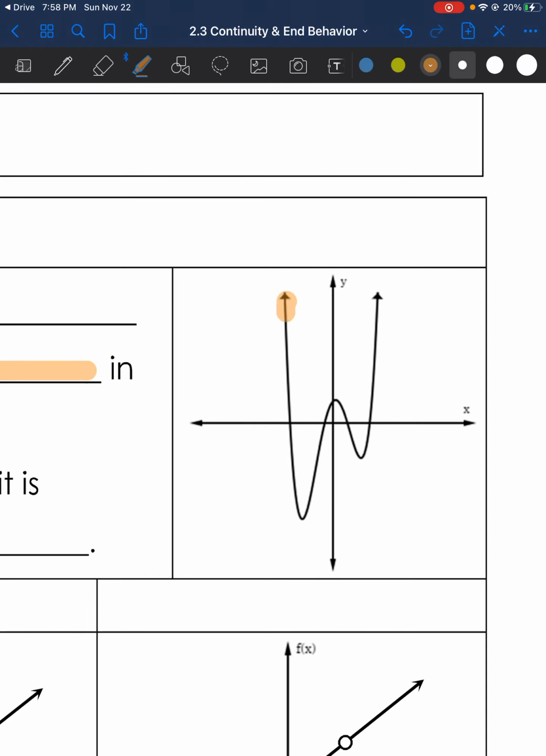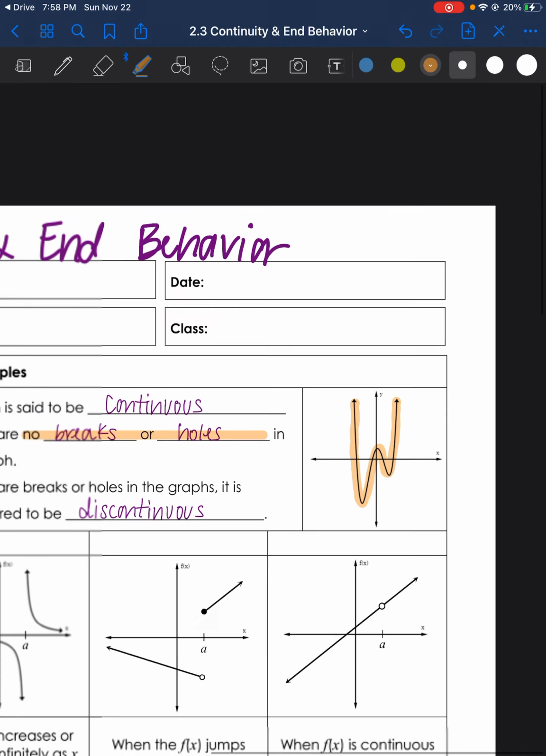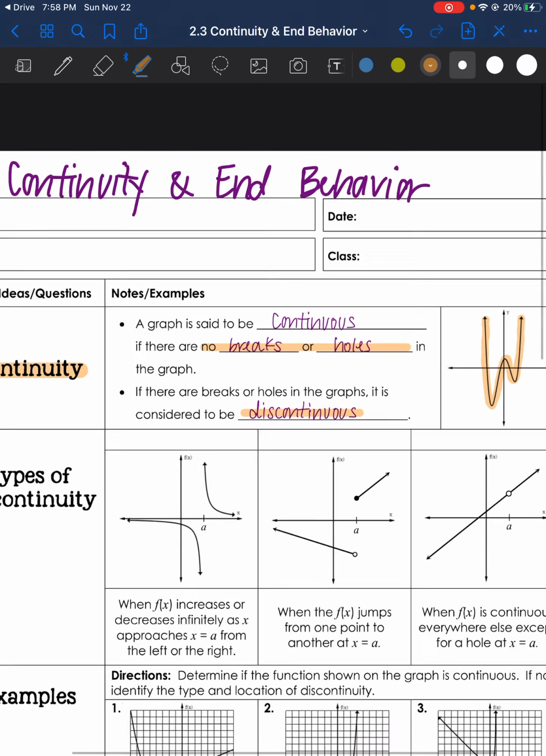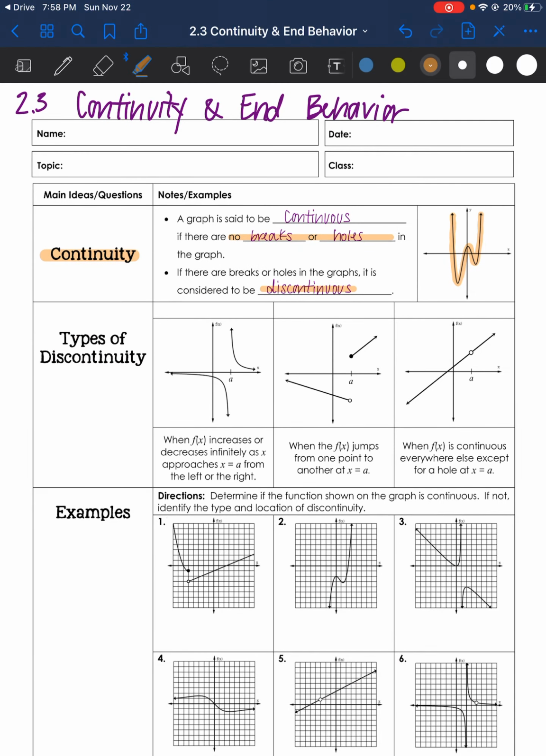You can see that if I trace this along, it's all smooth. There are no breaks or holes or anything to make it not continuous. If there are breaks or holes, we call it discontinuous. So that's pretty straightforward. There are 3 types of discontinuity that we're going to look at.